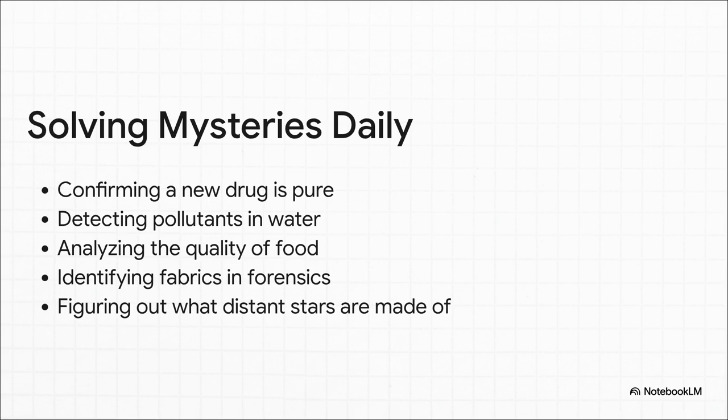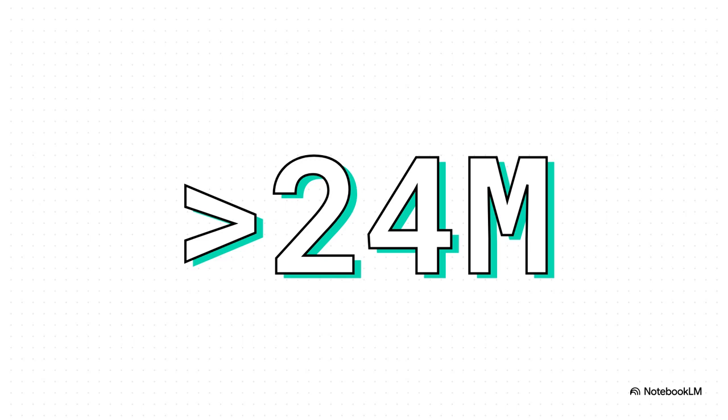It's amazing. And the scale of this, it's just staggering. I mean, to date, scientists have identified over 24 million unique chemical substances. A massive chunk of those discoveries, of those confirmations, were only possible because of these very techniques, because we finally learned how to use light to read a molecule's fingerprint.